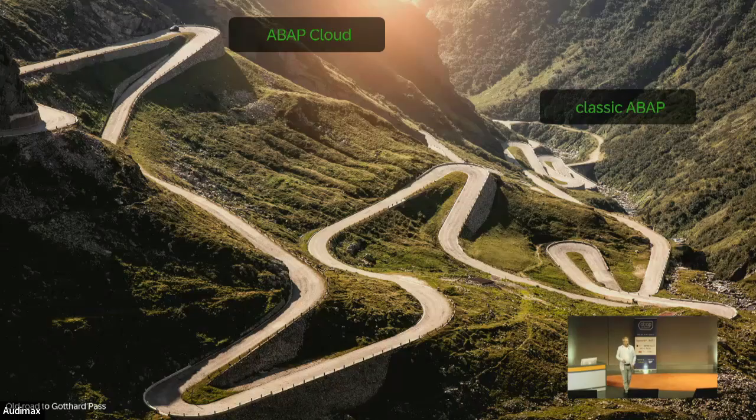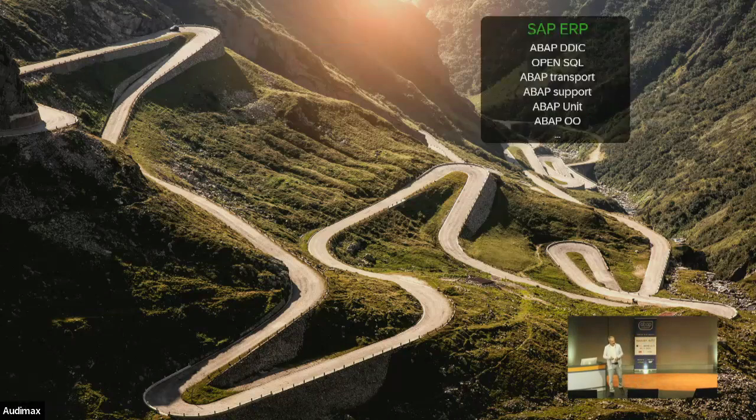And I use here, perhaps you know that, if you're a cyclist, for example, then you know that road, because it's the old road to the Gebhardt path in Switzerland. And I will use that picture to explain to you the road from classic ABAP to ABAP Cloud. And we do this curve by curve, more or less.